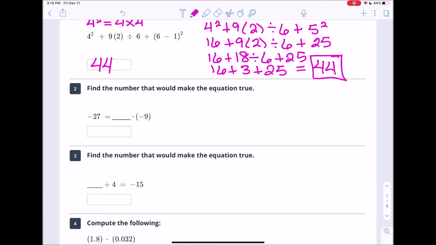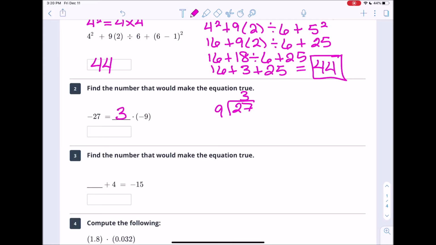For number 2, find the number that would make the equation true. So here we have negative 27 equals some mystery number times negative 9. So the first thing I need to think about is how many times does 9 go into 27, right? Because 9 times some mystery number equals 27. 27 divided by 9 is 3. So I know that there has to be a 3 here.